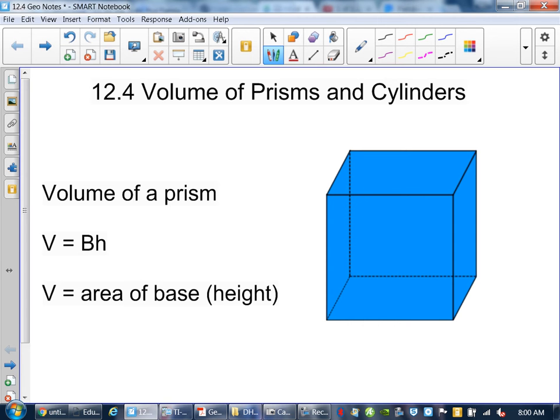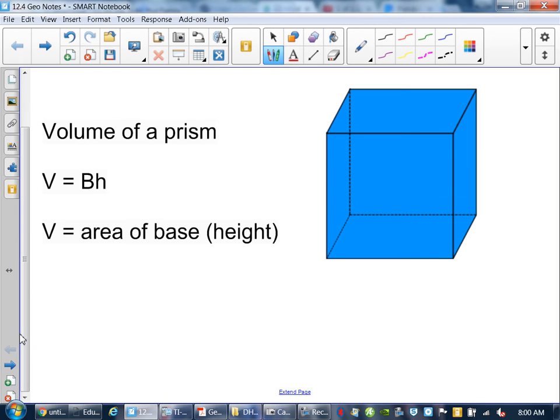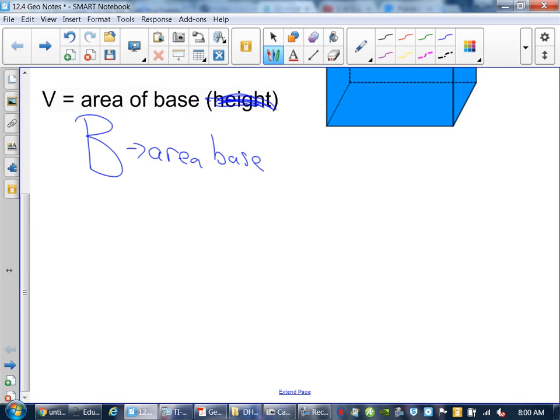Anyway, when you're looking at a prism, the volume of a prism is going to be big B times H. Well, what do you think big B stands for again? Area of the base. Big B is the area of the base. And I don't like to say height. H is how far apart are the bases.